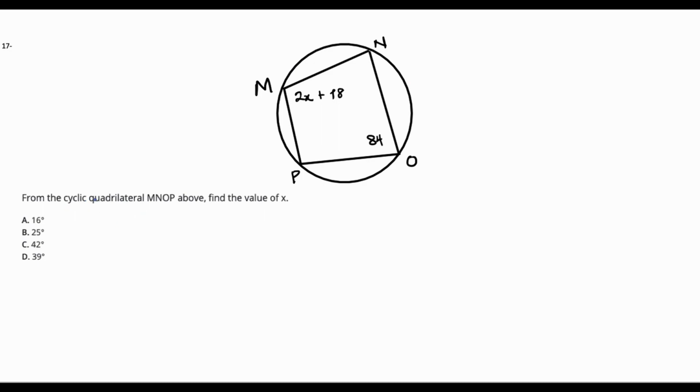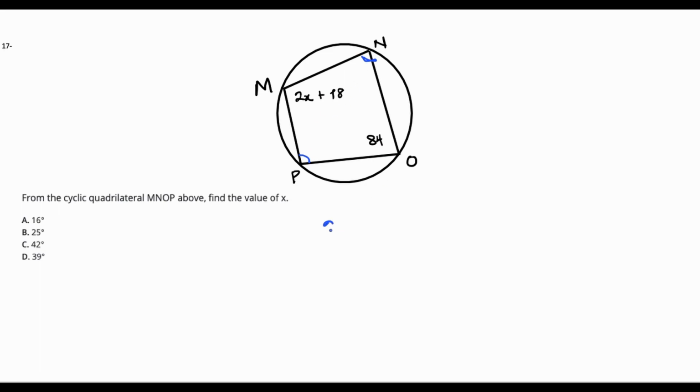Question 17 says, from the cyclic quadrilateral MNOP above, find the value of x. Now, there's a rule that we need to know here. When we have a cyclic quadrilateral like we have here, the rule says that opposite angles add up to 180 degrees. So this plus this is supposed to be equal to 180. And if we know the values of this and this angle here plus this angle here, if we add them together, they should be all equal to 180 as well.